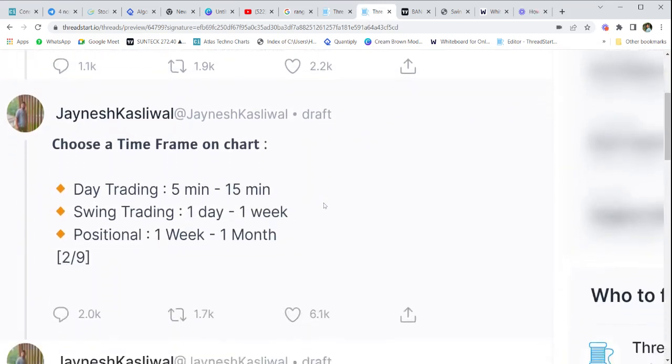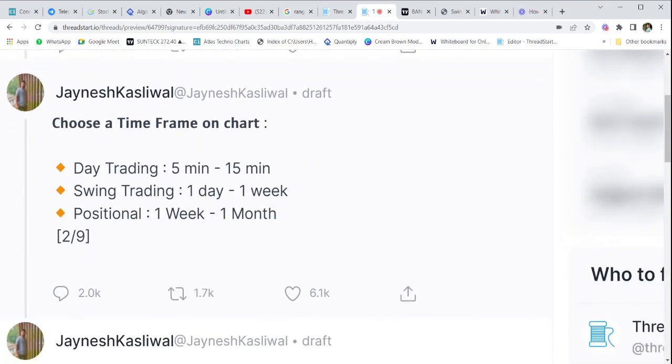First of all, you have to select a time frame on the chart. Now if you are a swing trader, you cannot do your analysis on a 5-minute chart, and if you are a positional trader, you cannot do your analysis on a 15-minute chart or a 30-minute chart. So selecting a time frame is really important for understanding the trend of a stock.